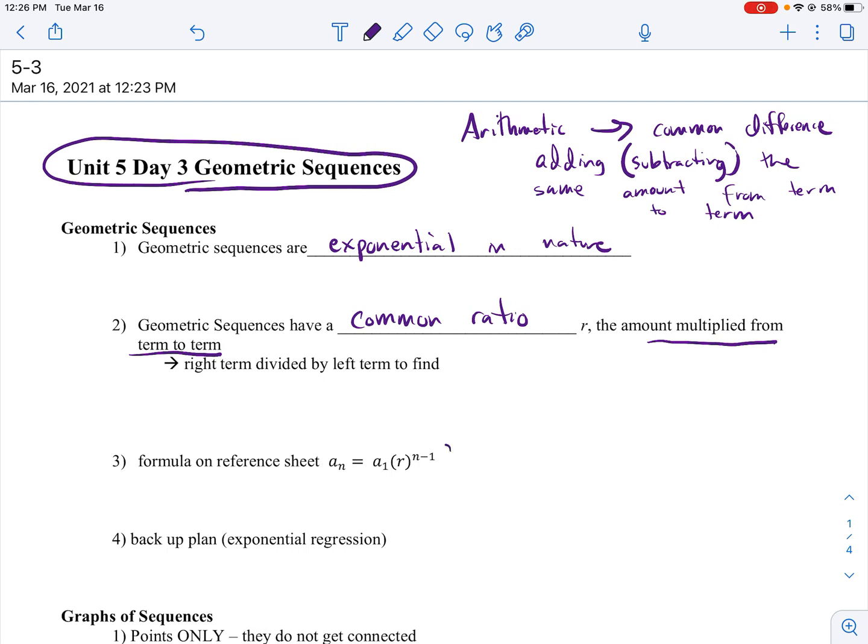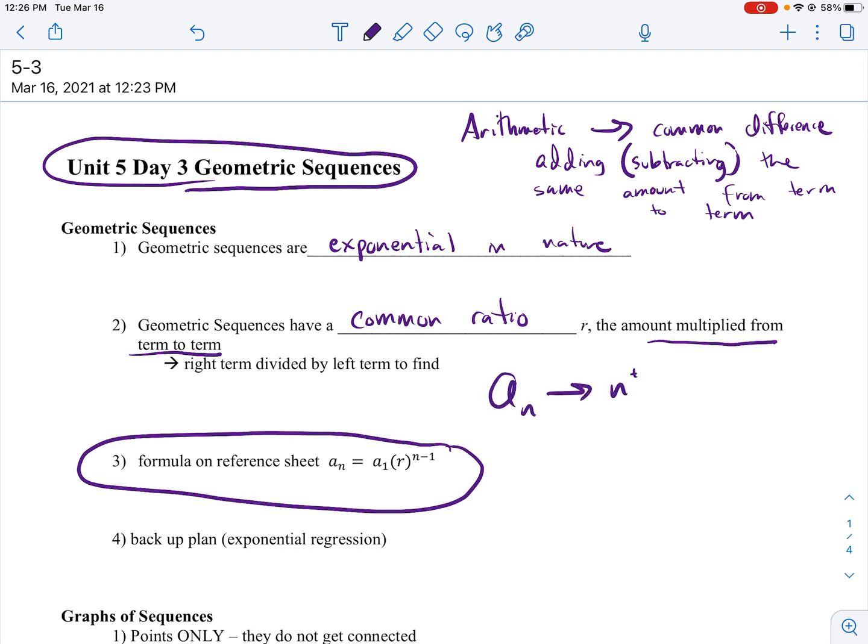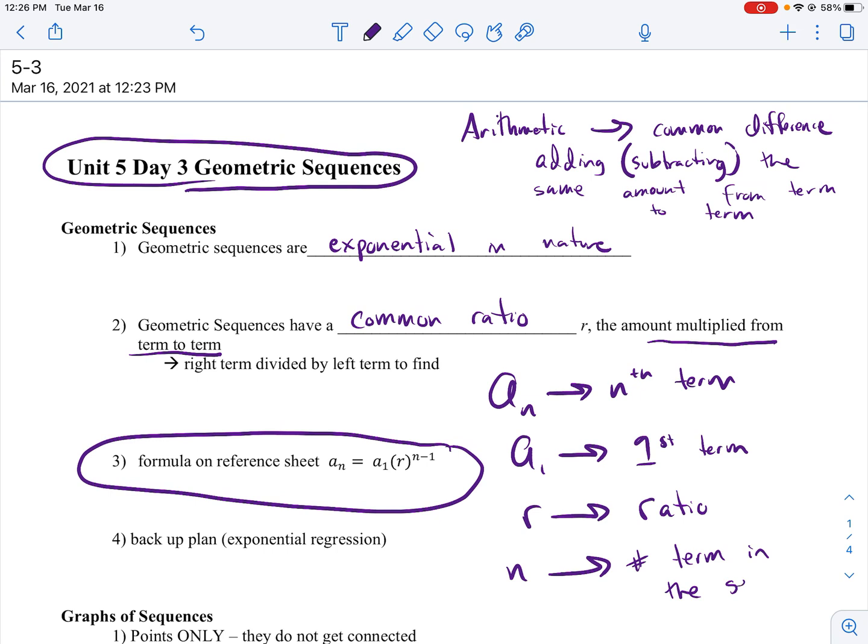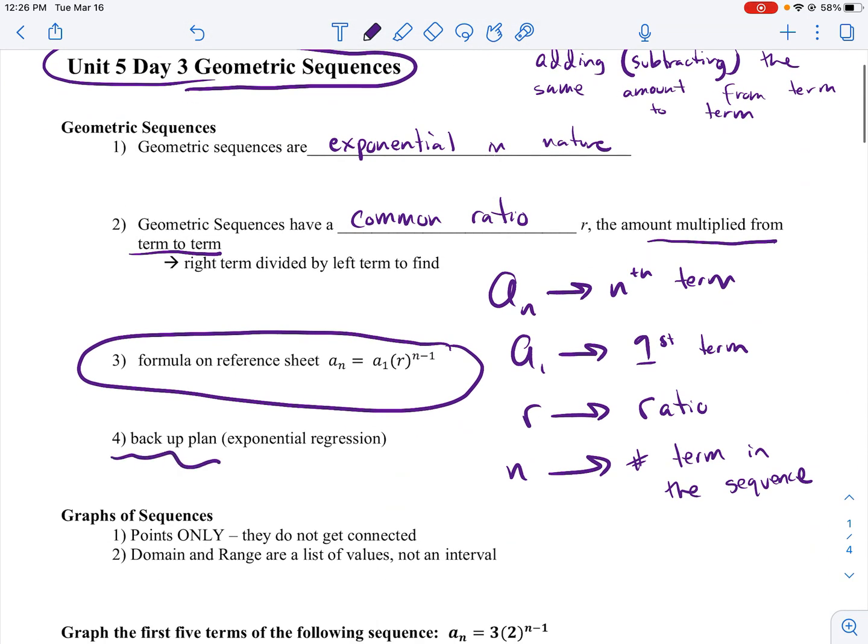So, anyway, here is the formula. And so, a sub n still represents your nth term, or your formula utilized to find any term in the sequence. a sub 1 is still your first term. And r is your ratio. And then again, n is the number term in the sequence. So when you see this 1 here, that represents our first term. That n in the corner always signifies what term in the sequence we're talking about.